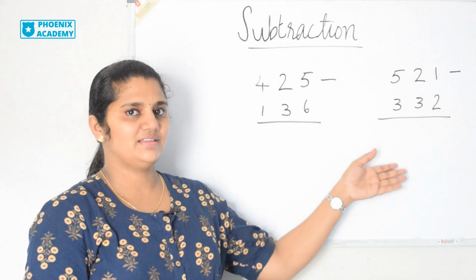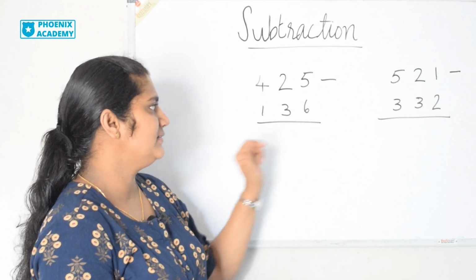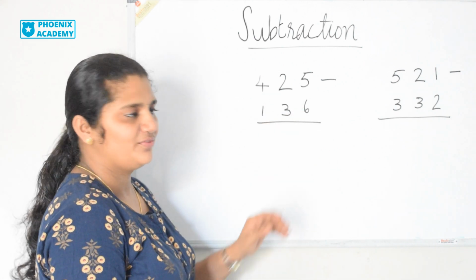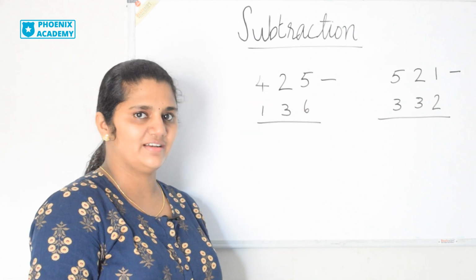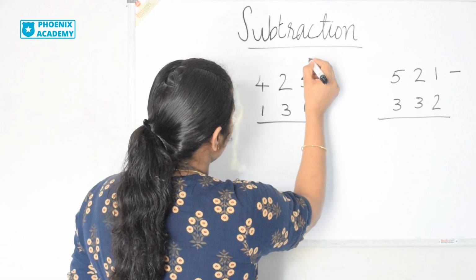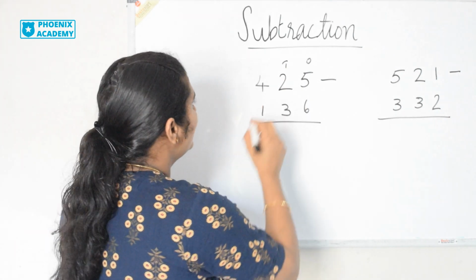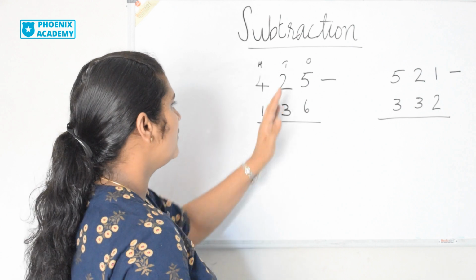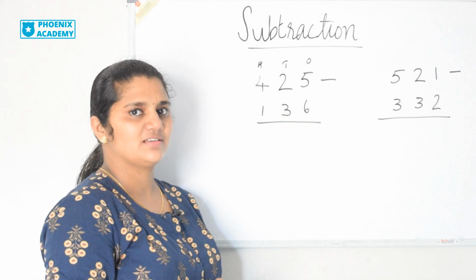Now let's try this. 425 minus 136. 425 is 5 ones, 2 tens and 4 hundreds. 136 is 6 ones, 3 tens and 1 hundred. Let's subtract from ones. 5 minus 6. What is 5 minus 6?